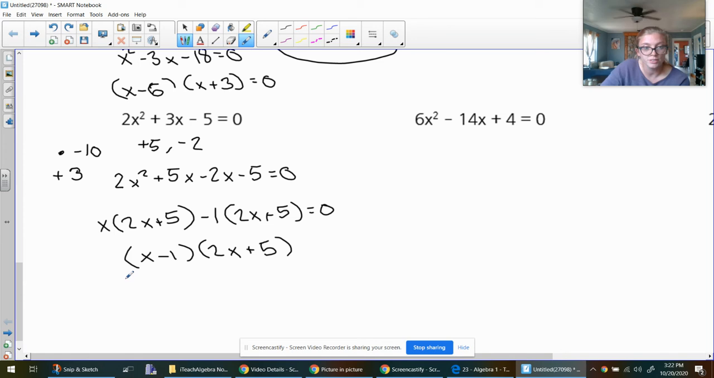Now I'm going to set each of those equal to 0. And x will equal -5/2, and x equals 1.